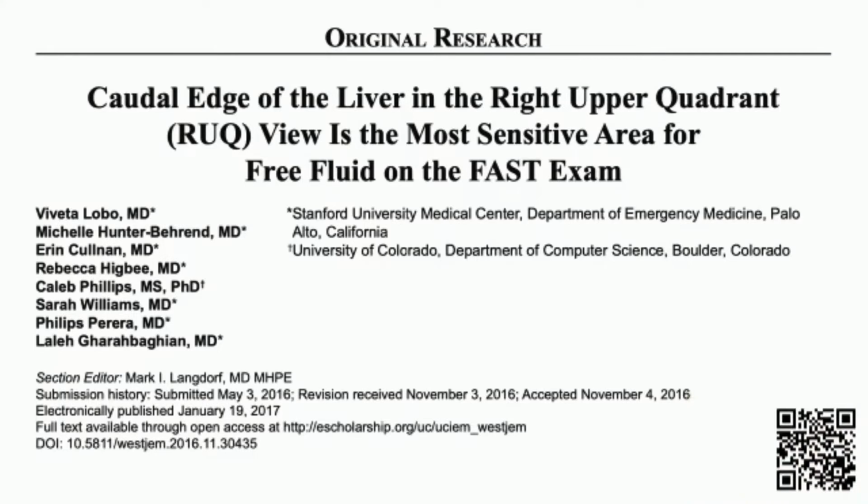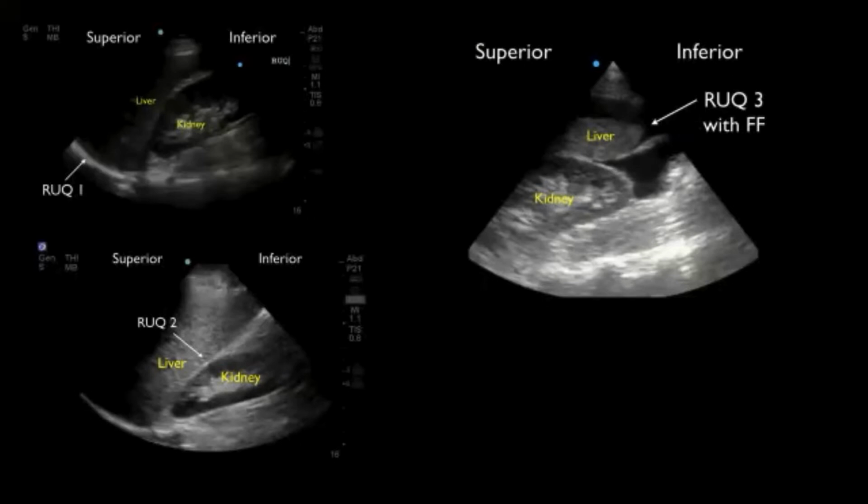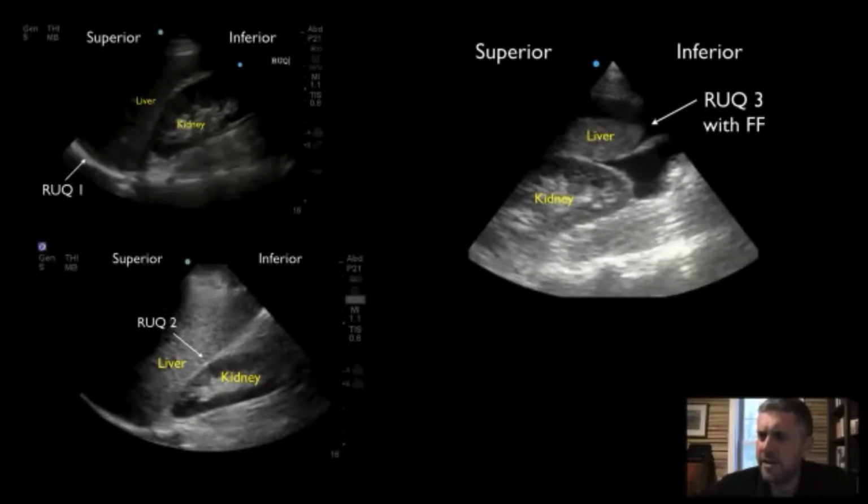And let's even turn myself off there. So there's a QR code. If you guys want to snap that to get the reference, so you can kind of dig into this yourself. But this is the question: where is free fluid most commonly seen on the FAST exam, right? So they divided things up. They took the right upper quadrant, the left upper quadrant, the pelvic window, and kind of defined areas, right?